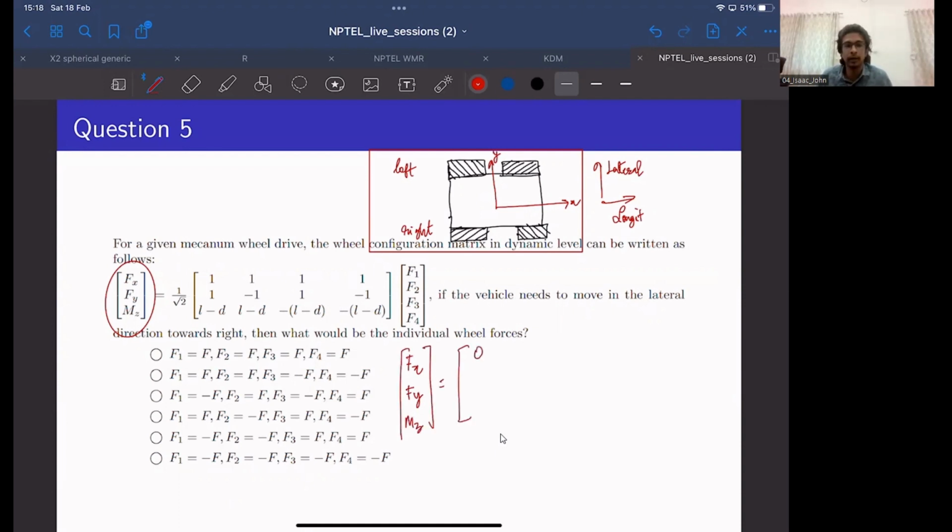It should have 0 component along the x-axis. It should have a negative k, a constant in the negative y direction, because that corresponds to the right direction of the robot. And it should have 0 component along the z-axis also, because the robot should be moving strictly along the negative lateral direction, the negative y-axis. So if this is our requirement, what would be the right combination of forces?